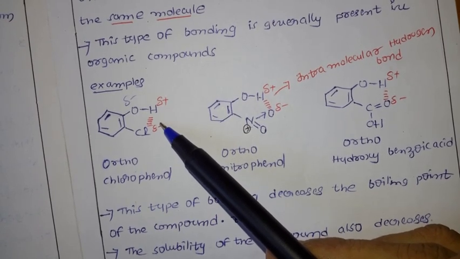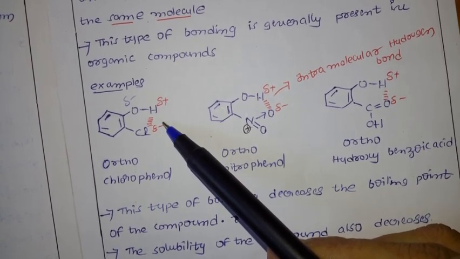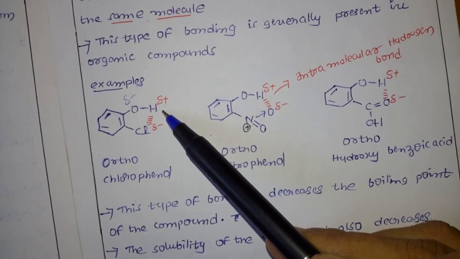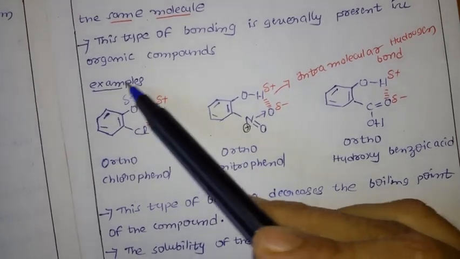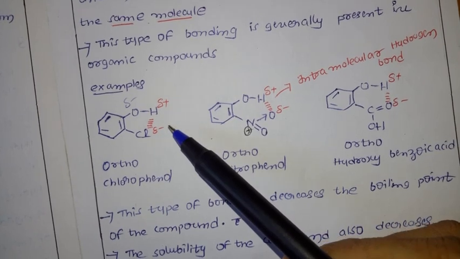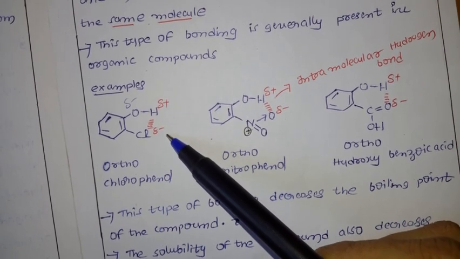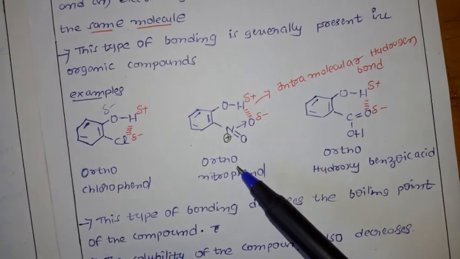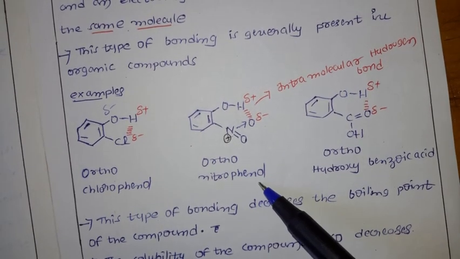Intramolecular hydrogen bonding. Why are we calling it intra? Because hydrogen and chlorine both are present in the same molecule. This type of bond is called what? Intramolecular hydrogen bonding. Next, if you go further, this molecule is called orthonitrophenol.